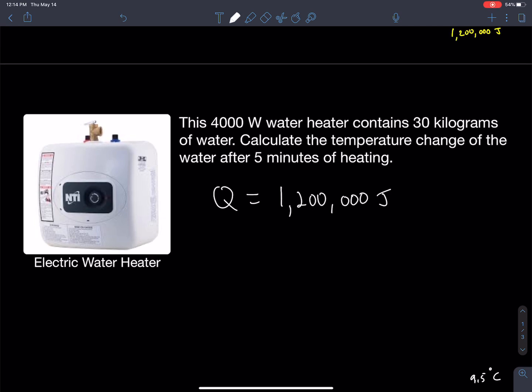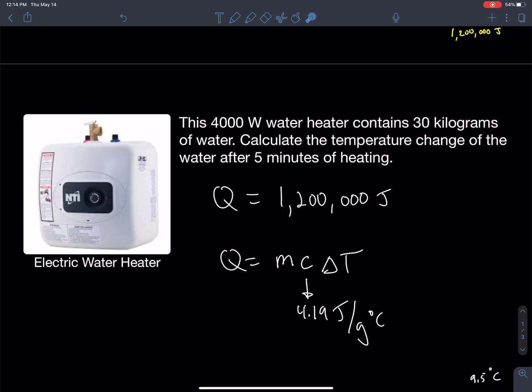And we figured it out by taking the power and multiplying it by the time in seconds to get 1,200,000 joules. And then where is that heat energy going to go? It's going to be going into changing the temperature of the water, okay? Where water is 4.19 joules per gram degree Celsius, if you remember, or Kelvin. That's the specific heat capacity of the water.